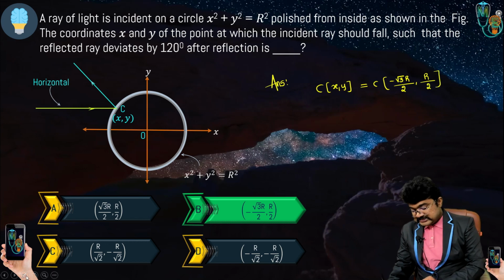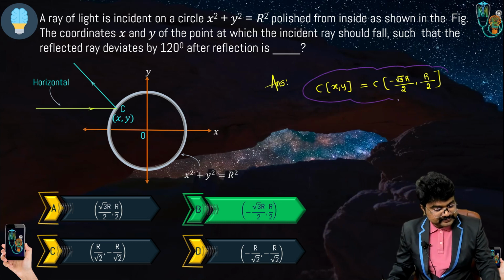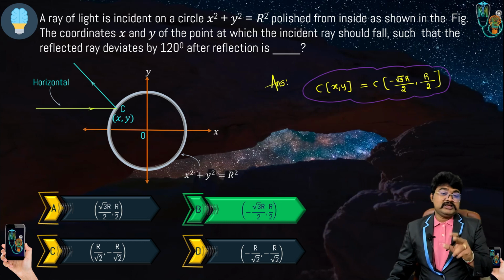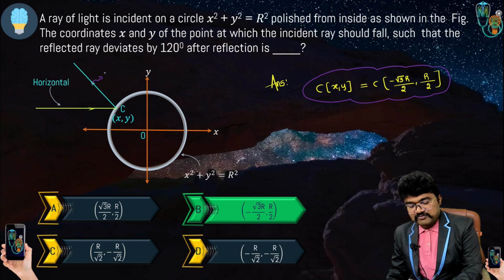If incident at this particular point, then the reflected ray will be deviated by 120 degrees. Then it will become the reflected ray. This is the reflected ray. This would be the incident ray.